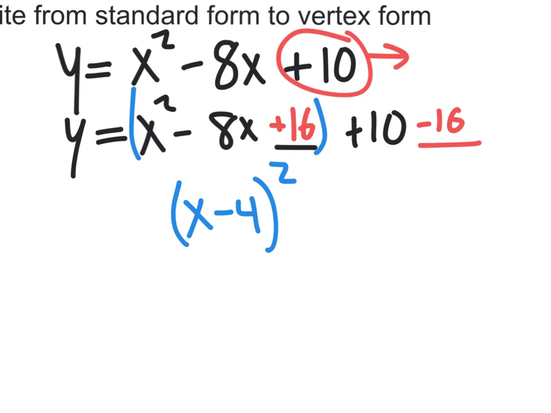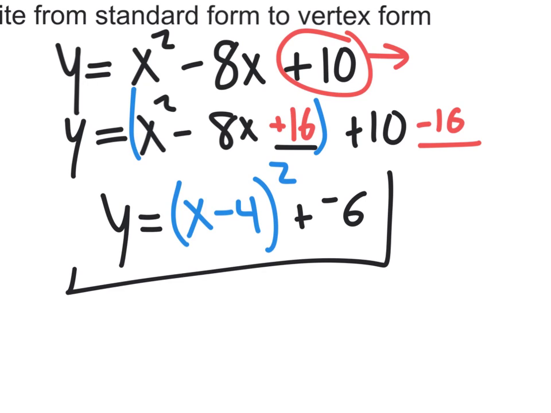You have a -4 right there. The -4 came from half of this guy. And out here at the end you have a plus -6, or plus -6 if you want. So there's your vertex form equation. What do you guys think? Easy? Or not easy, but it just takes a little bit of practice.